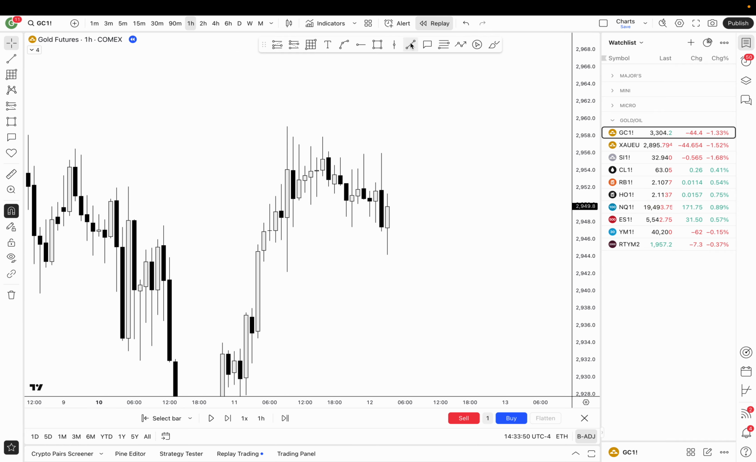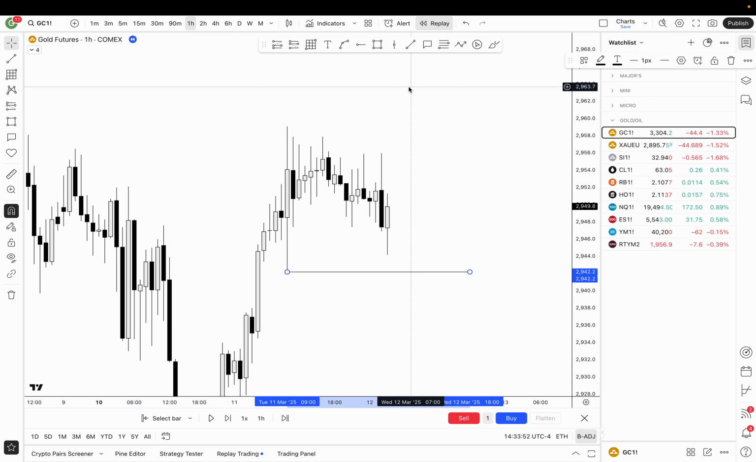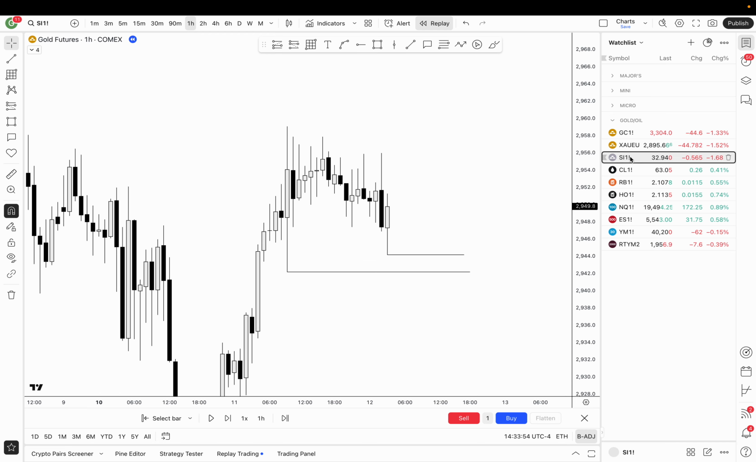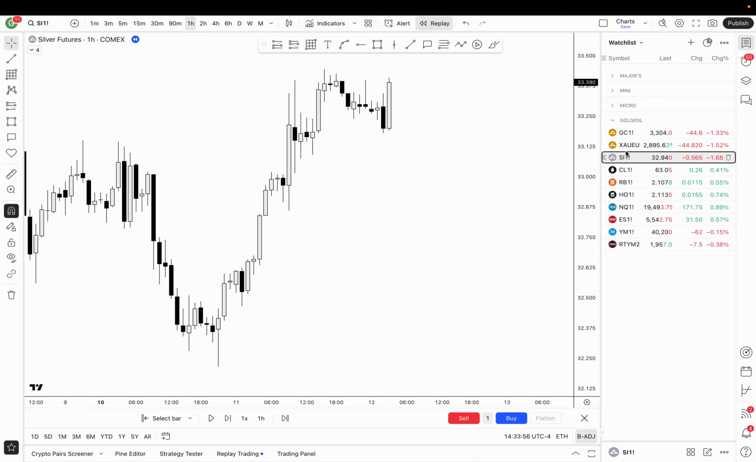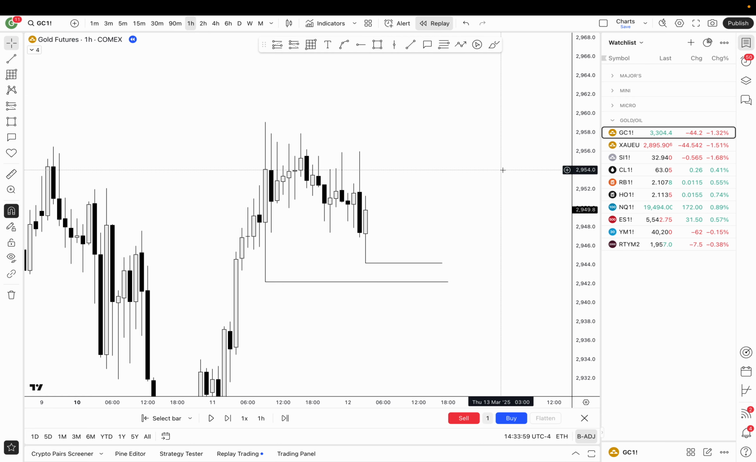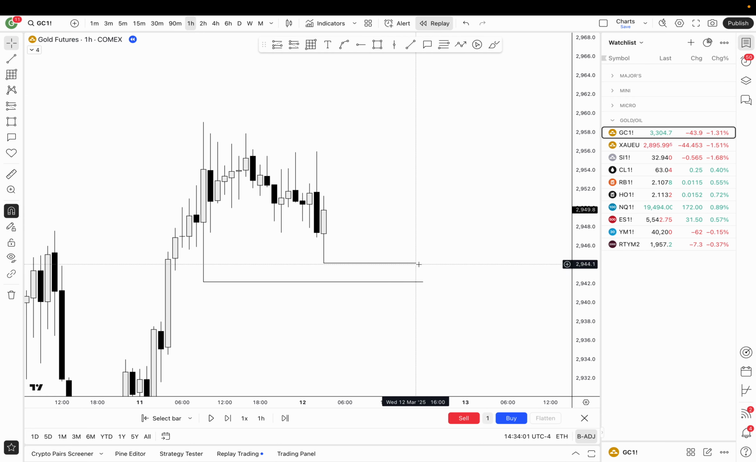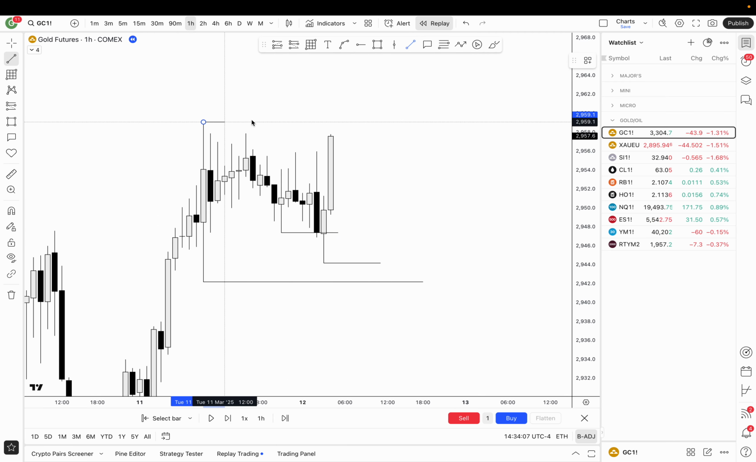On the 1 hour, these are kind of failure swings, right? And what do we see? There's no SMT here between these lows. So this is automatically not very ideal. There's no SMT, but you could still potentially trade this. This could even be a trade that you win. You could trade this high.